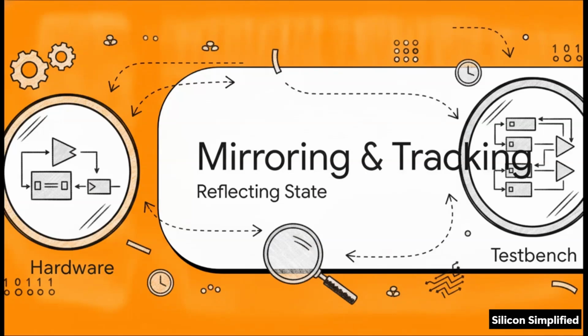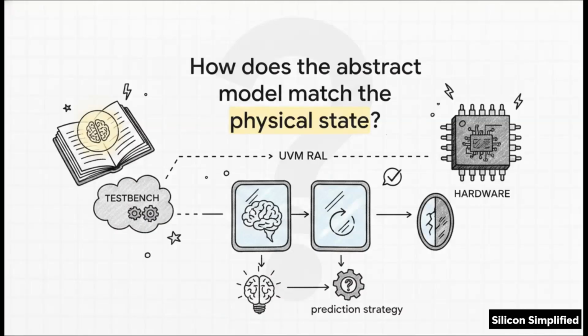Section 5. Mirroring and State Tracking. Reflecting state. So, here's the million-dollar question. How do we ensure our abstract register model perfectly matches the actual physical state of the design? This is the core challenge of register verification. If your test bench's reflection of reality is out of sync, your tests are going to fail, or, even worse, they'll pass incorrectly. UVM RAL solves this by maintaining a mirrored value for every single register. It's essentially the test bench's belief of what the hardware currently holds.